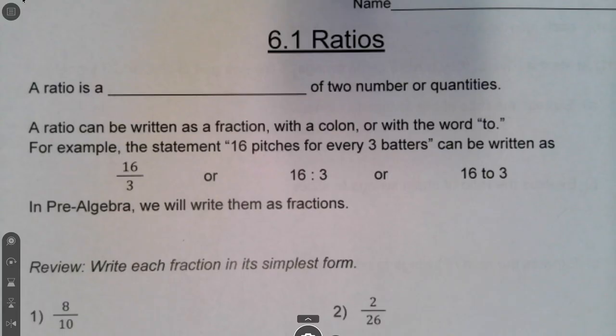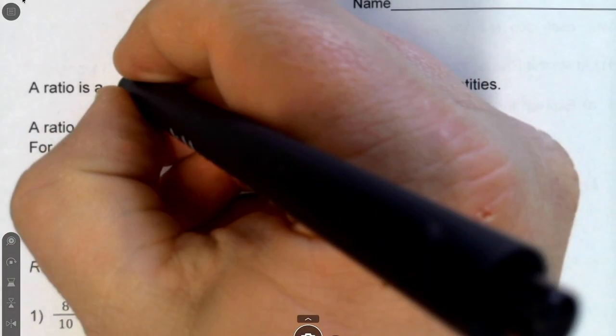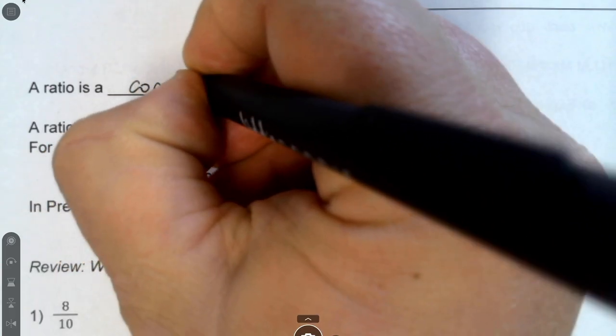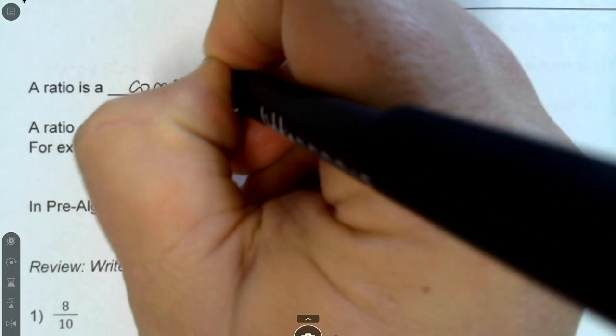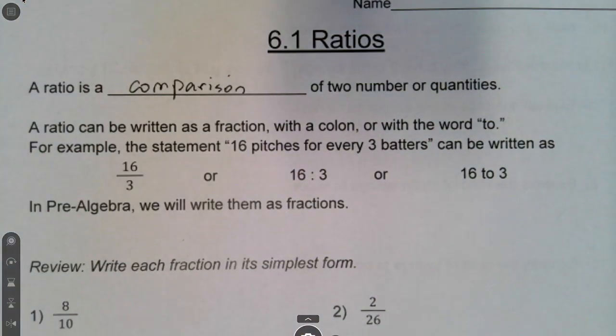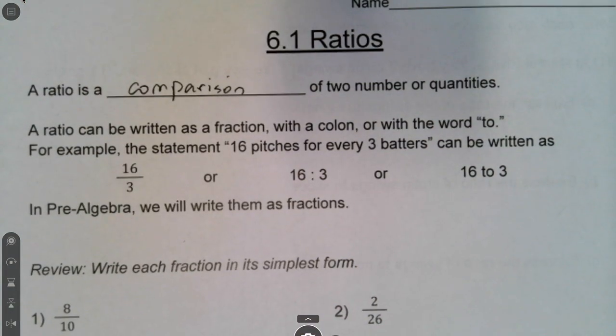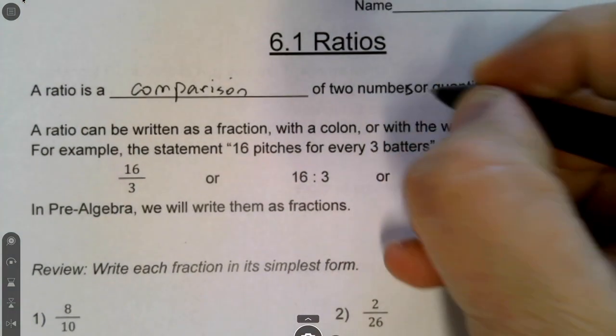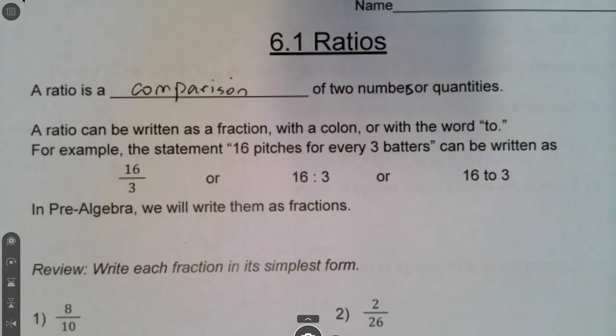And now we begin Chapter 6. We get a brief break from all that solving of inequalities and equations. So ratios, that's what we're going to talk about today. A ratio is a comparison of two numbers or quantities. Typo right there, two numbers or quantities.